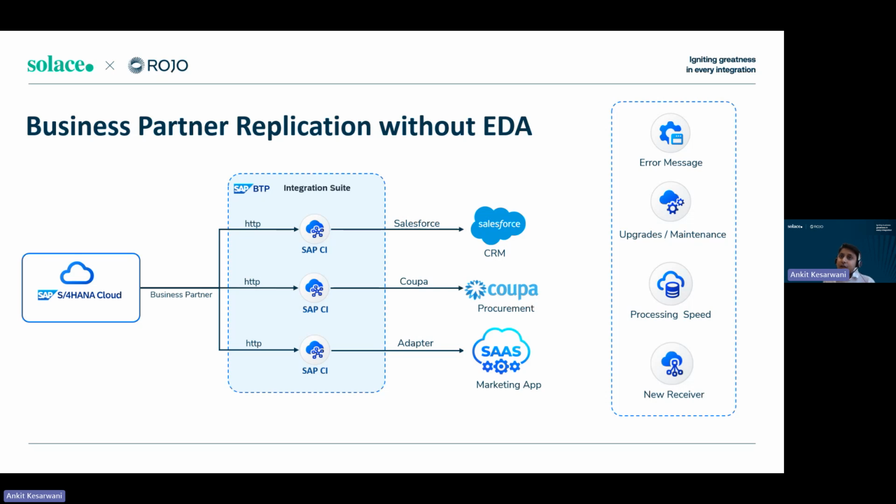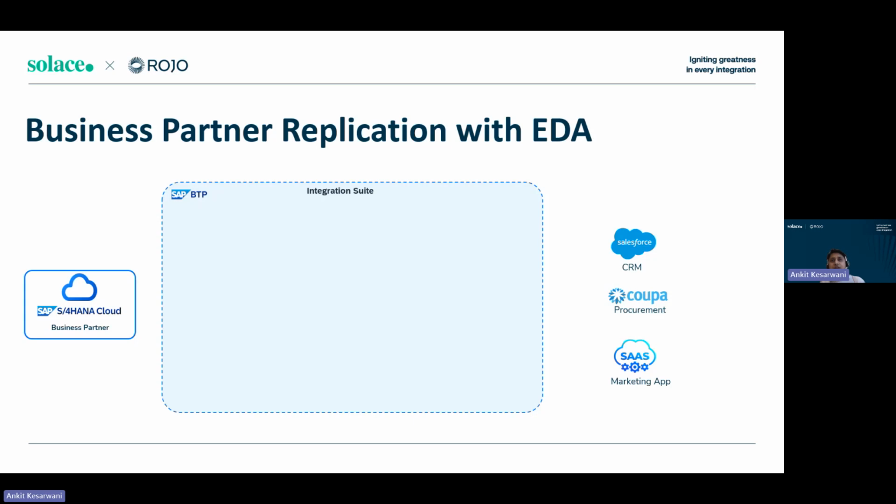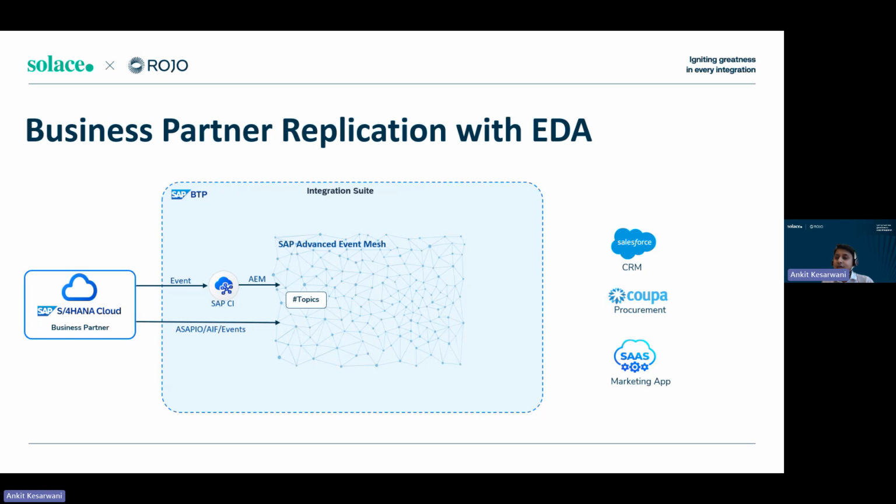When we think of doing the same requirement in event-driven architecture, if we follow the EDA pattern, in this setup, the source system, which in this case is S4HANA Cloud, will push the message only once to the event broker, which in this case is Advanced Event Mesh. And this message will be pushed to a particular topic.